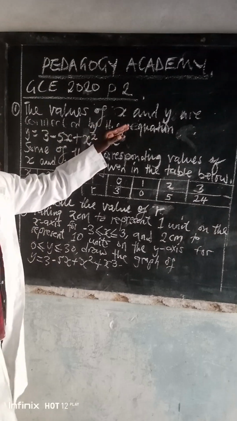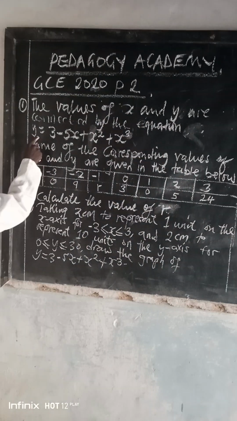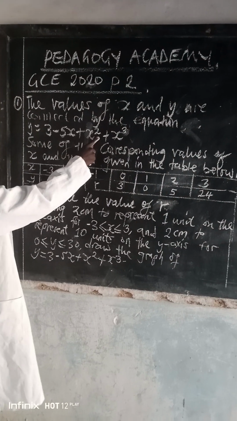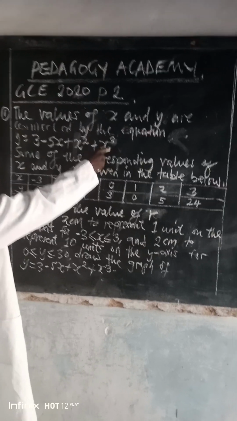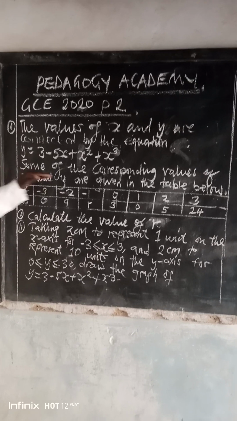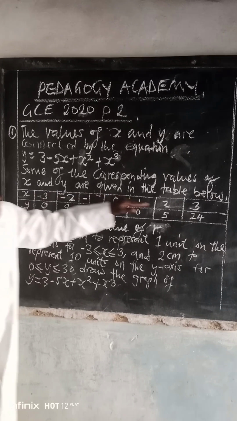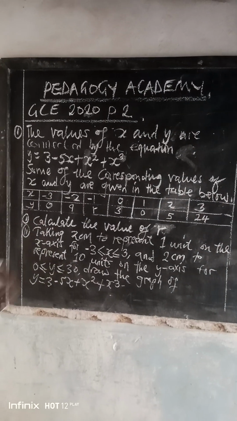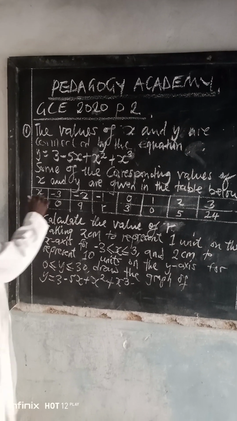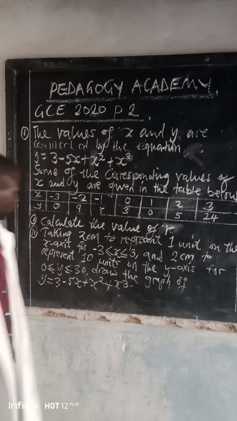The values of x and y are connected by the equation y equals 3 minus 5x plus x squared plus x to the power 3. Some of the corresponding values of x and y are given in the table below. So these are the values. We have x values on top and the y values below.